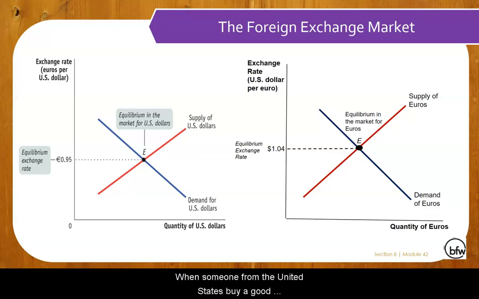When someone from the United States buys a good from another country, U.S. dollars are supplied in the foreign exchange market and the foreign currency is demanded. When individuals outside the U.S. buy U.S. goods, the foreign currency is supplied and the U.S. dollar is demanded. The foreign exchange market determines the equilibrium exchange rate or price and quantity of currency exchange using the supply and demand curves for each currency.